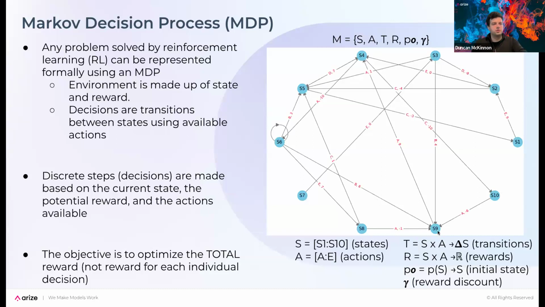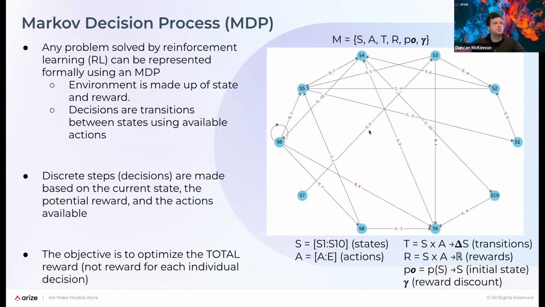And then the agent can move from one state to another by choosing actions. This was actually generated by ChatGPT. I was trying to avoid pulling anything off the internet, but it did a really good job. This is what a Markov decision process looks like. It has these 10 states, and it has 5 actions available that are transitions between these states.